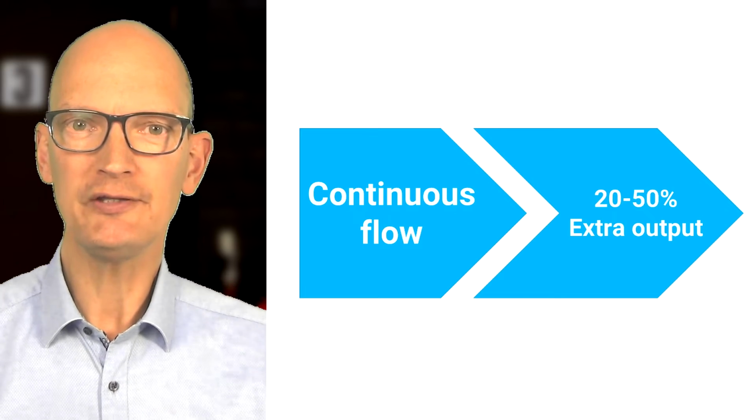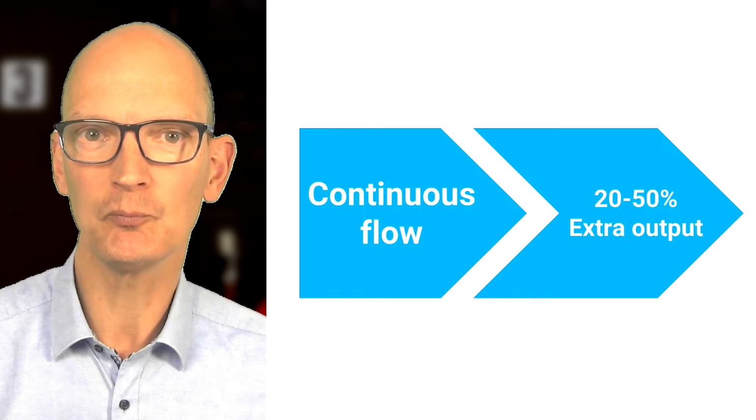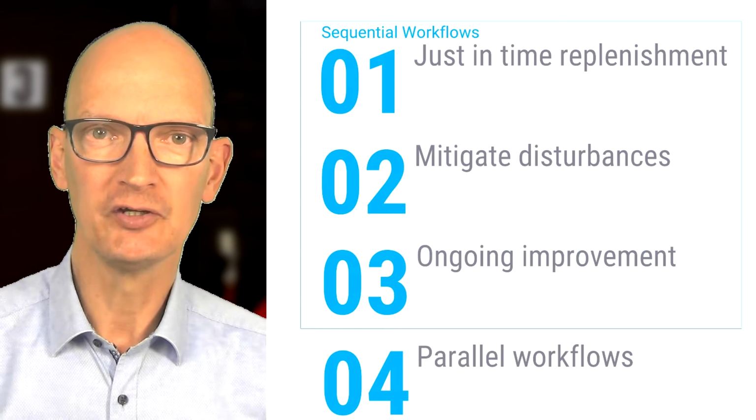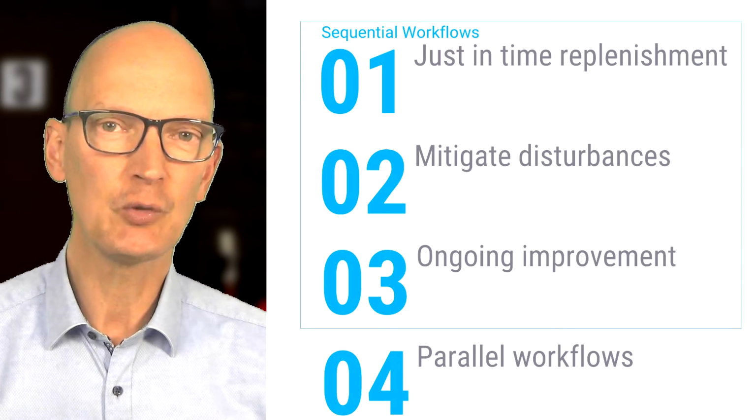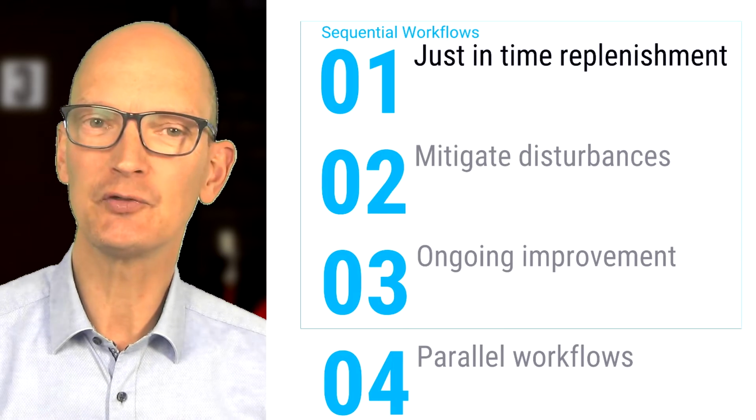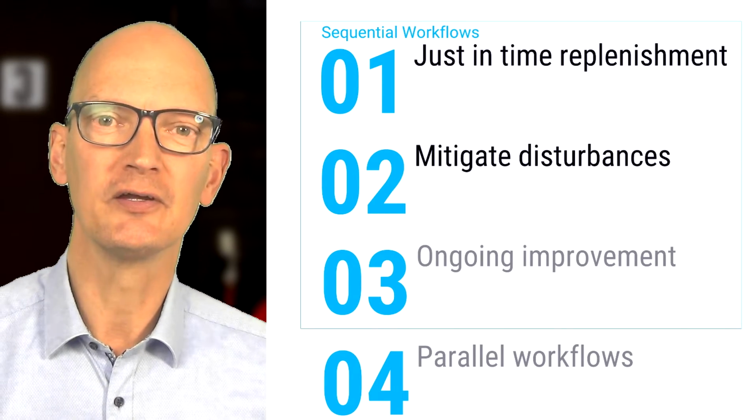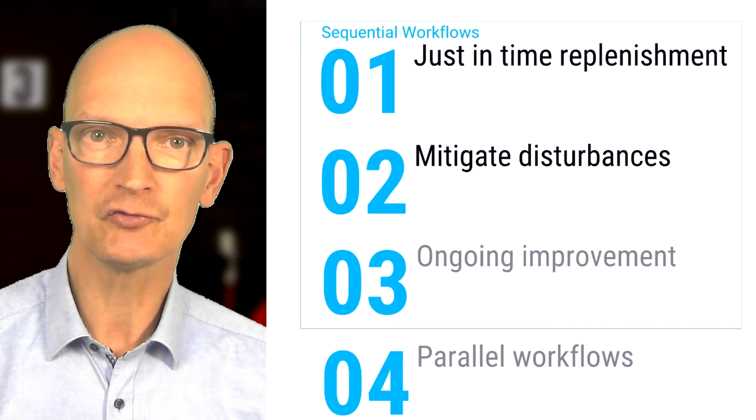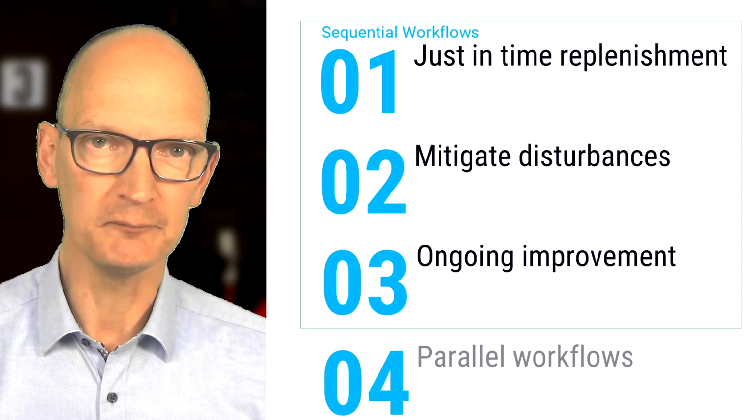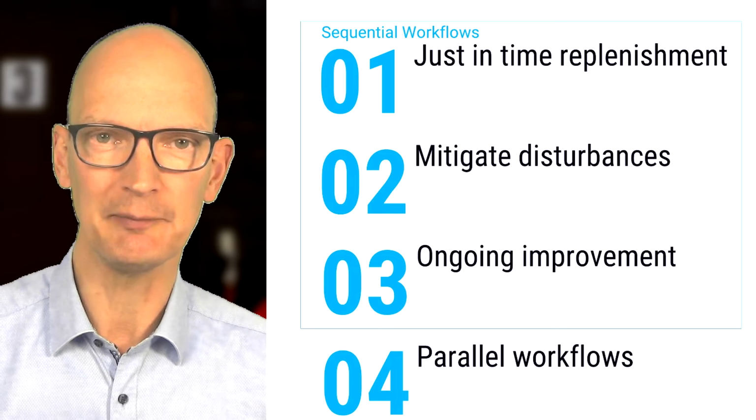And the continuous uninterrupted flow is the maximum flow possible. Well, that's worth spending some minutes to see how that works. This video consists of 4 parts. The first 3 parts are about the sequential flow or the single pipeline. That is replenishing just in time to create a continuous uninterrupted flow. It is for mitigating disturbances to quickly restore disrupted flows. It is for continuous improvement to prevent disturbances altogether. And the 4th part is about parallel workflows, and this is pushing the boundaries to its limits.